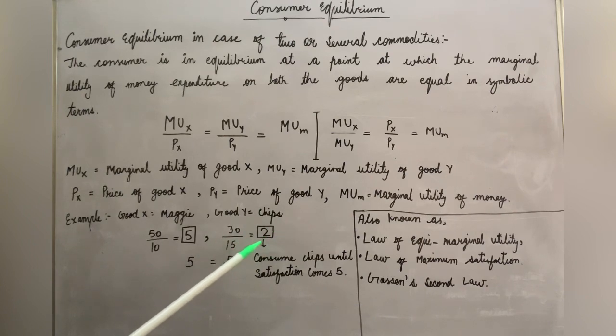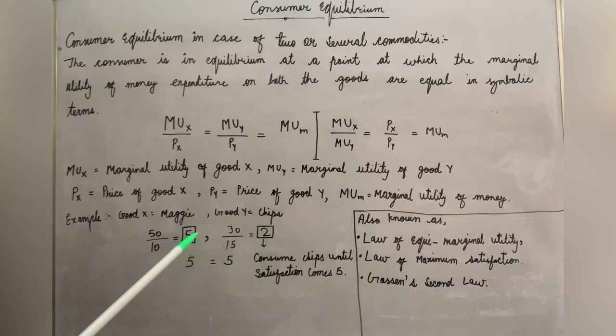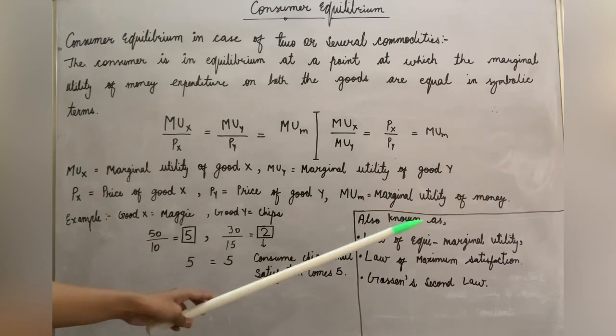We will consume chips until it becomes 5, because we have to equalize the ratio of these two goods until our satisfaction comes to 5. So we will substitute one product for another to gain equal satisfaction. It will be understood by the schedule.